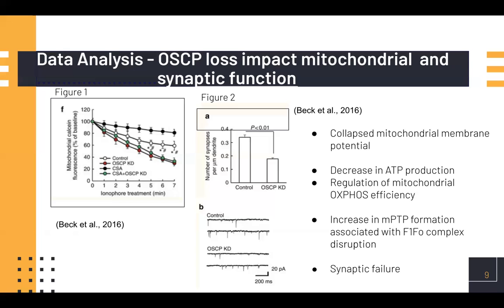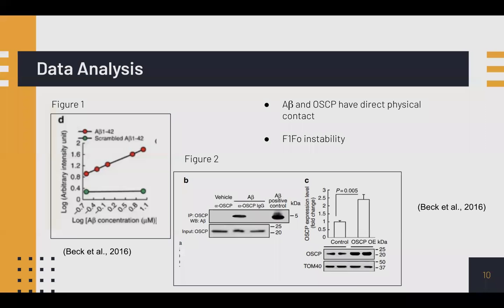When analyzing the data observing OSCP in synaptic function, they were able to associate reduced OSCP expression with Alzheimer's mitochondrial dysfunction and the synaptic failure that results. They drew this conclusion from the data presented in the rightmost images, which show that neurons treated with OSCP short hairpin RNA show a decrease in synaptic density. And OSCP loss caused a reduction in mEPSC amplitude in OSCP knockdown neurons.